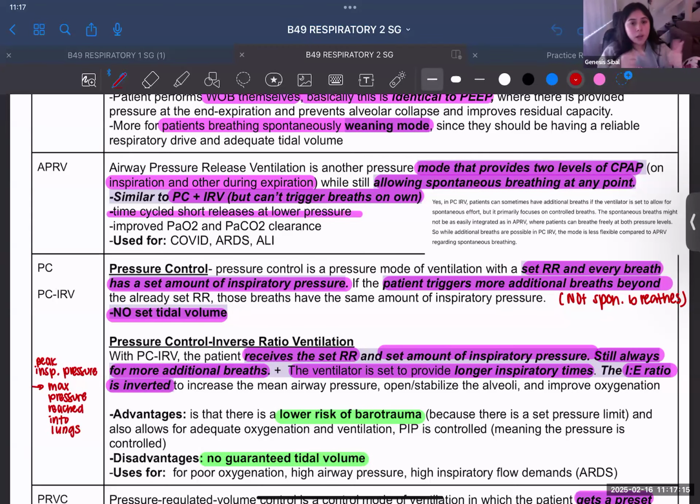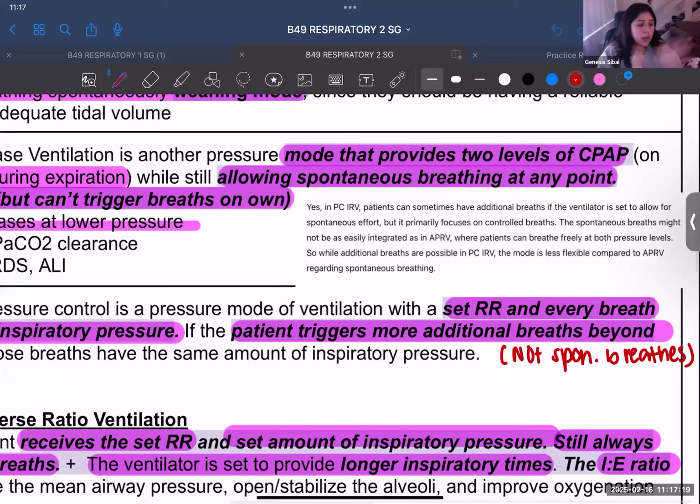And with APRV, the patient is actually doing some of the work. So it says it right here. So yes, in PCIRV, patients can sometimes have additional breaths if the ventilator is set to allow for a more spontaneous effort, but it really focuses on controlled breaths. So with PCIRV, the whole point is that they can't really breathe on their own. So it's on a pressure control. So because of that, they can't really be breathing on their own.